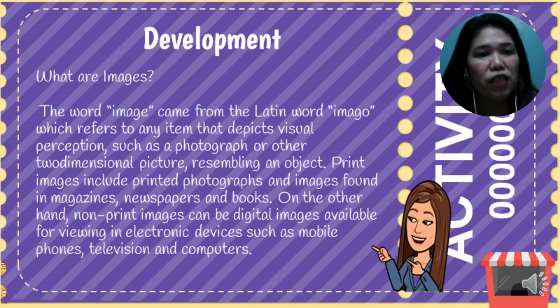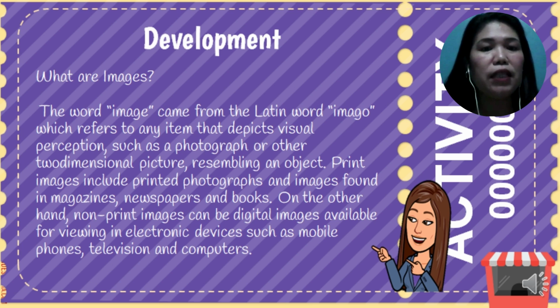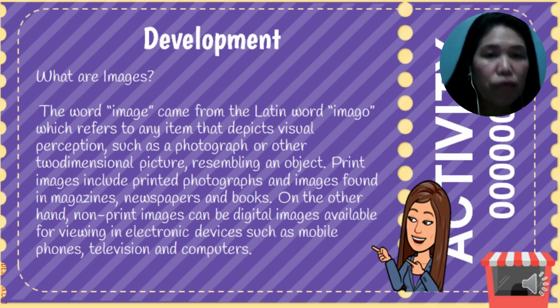So what are images? The word image came from the Latin word imago, which refers to any item that depicts visual perception, such as a photograph or other two-dimensional pictures resembling an object. Print images include printed photographs and images. It can be found in magazines, newspapers, and books. So that's something that you can hold on to. So that is an example of print image, yung mahahawakan.